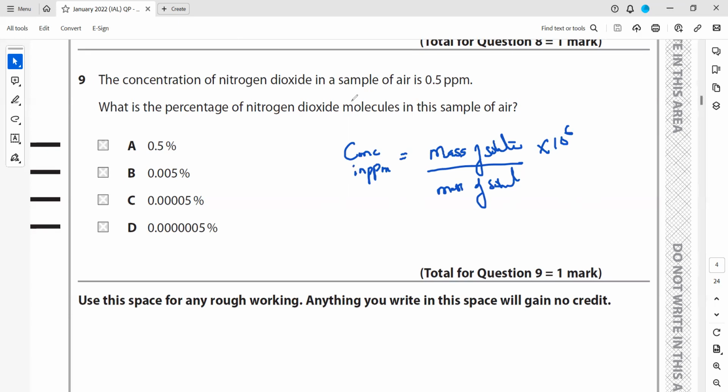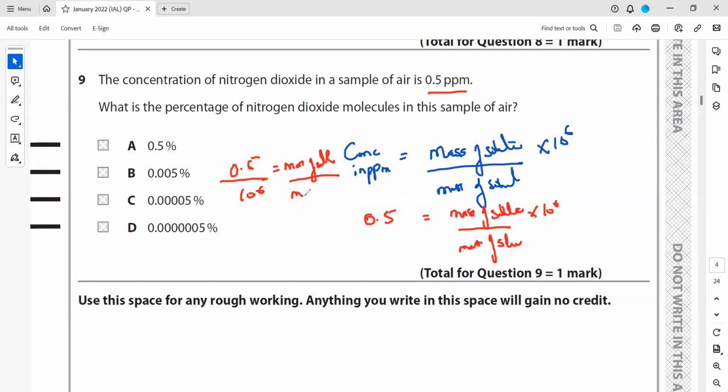So this is given as 0.5 according to the question. This is mass of solute over mass of solvent times 1 million. This 1 million is multiplied on one side, so on the other side it will be divided. So this will give us 0.5 divided by 10 raised to power 6. This is the ratio of mass of solute over mass of solvent.